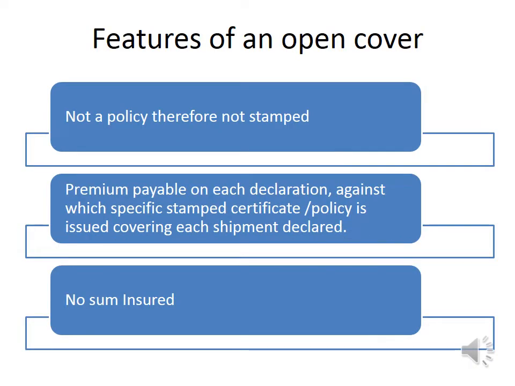So what are the features of open cover? This is not a policy. Again, what I'm trying to say, therefore this is not stamped. The premium is payable on each declaration against which a specific stamped certificate or policy is issued covering each shipment. So you have to declare each shipment. It is something better than a specific voyage policy. There is no sum insured, that means in an open cover you need not give that, oh, it is 500 crore or 1000 crore. You have to declare, and then maybe you pay the premium in advance and it is deducted, or at the time of getting the certificate, you pay the premium.